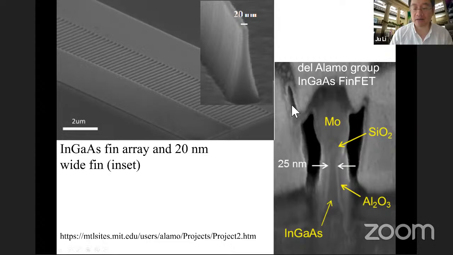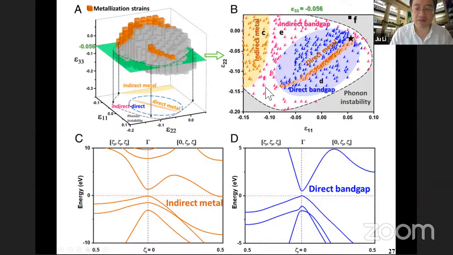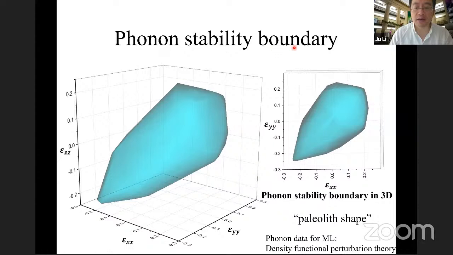And from the calculations, the behavior is very rich. So this is just a cross section of some strain surface, where outside of the dashed line, the diamond would have a phonon instability. So it will lose lattice stability. But inside, you have this yellow region where it's an indirect metal. You can have an indirect band gap semiconductor, which is the white region. You have this blue region, which is a direct band gap semiconductor, and this long orange sliver, which is a direct metal. So we have four possible phases, it's almost like a phase diagram in the strain space for diamond. And for the first time, we have shown the true ideal strain surface by parameterizing the phonon instabilities.